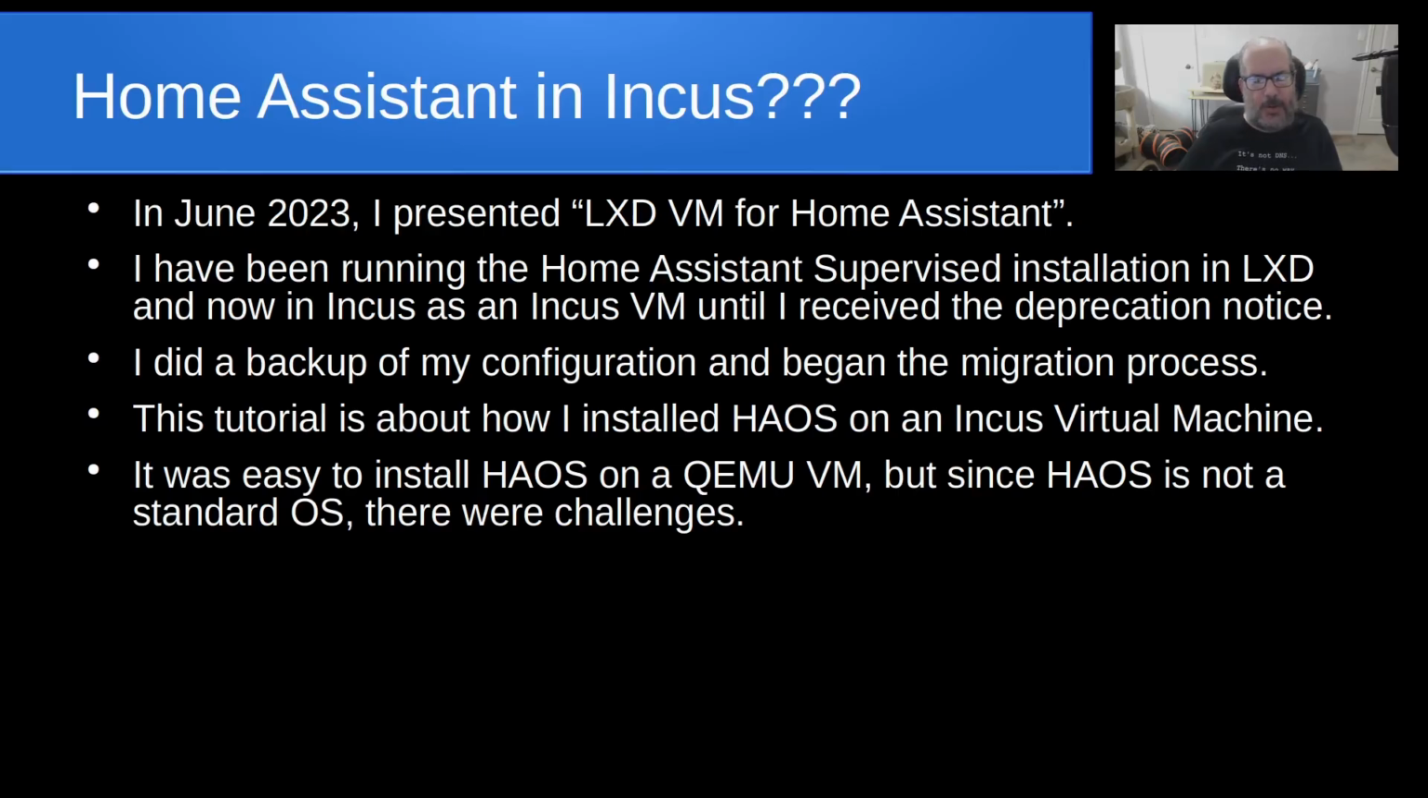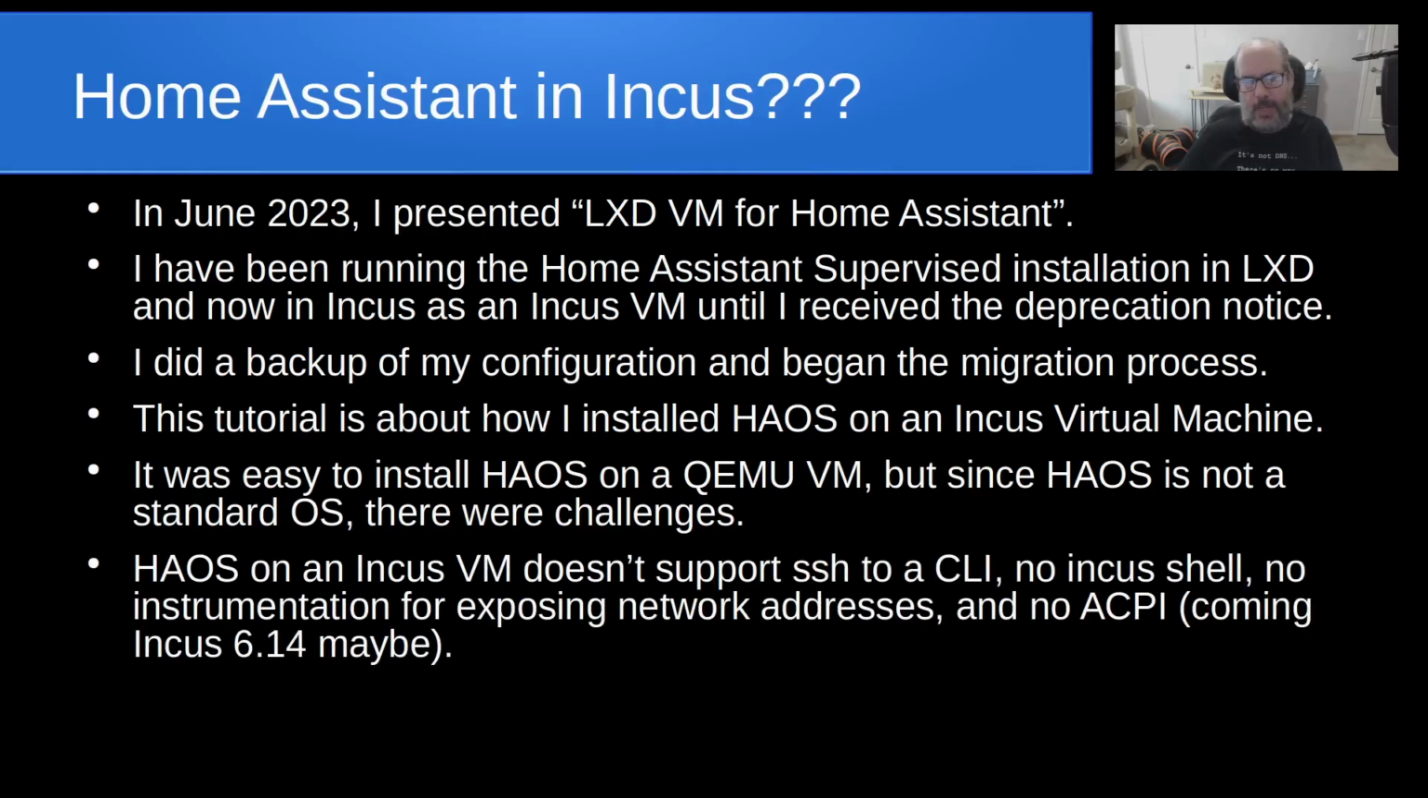And what I mean by a standard OS is that you would get a distro that would come on an ISO, and you could perform an ordinary operating system installation. So HAOS on an Incus virtual machine doesn't support SSH to a command language interpreter, so there's no command line per se, like I could have SSH'd to my Home Assistant Supervised VM and been at the command prompt and upgraded the underlying Debian. And in fact, I did that to go from Debian 11 to Debian 12. And so therefore, it has no Incus shell command like you would have with the normal Incus virtual machine.